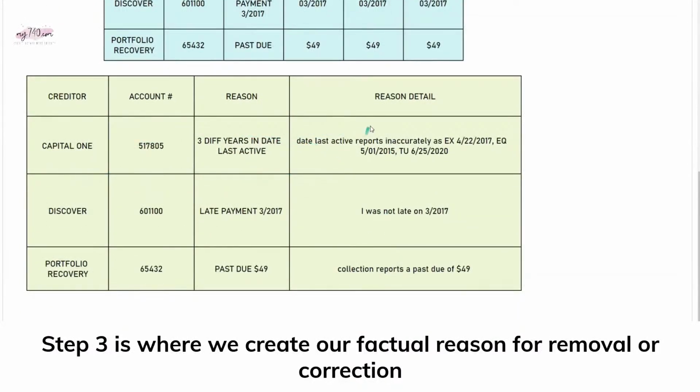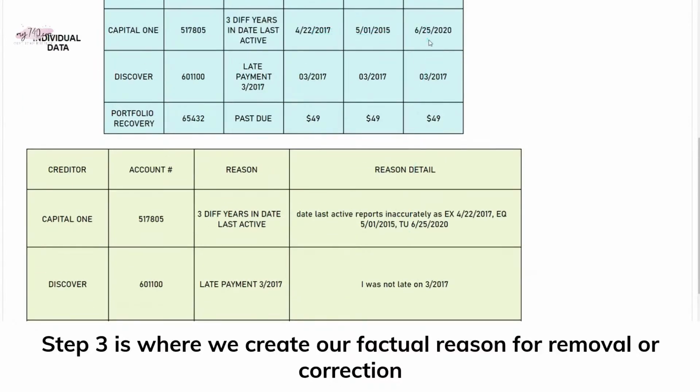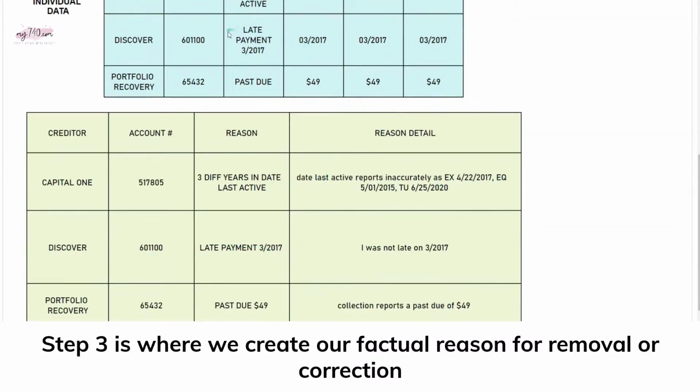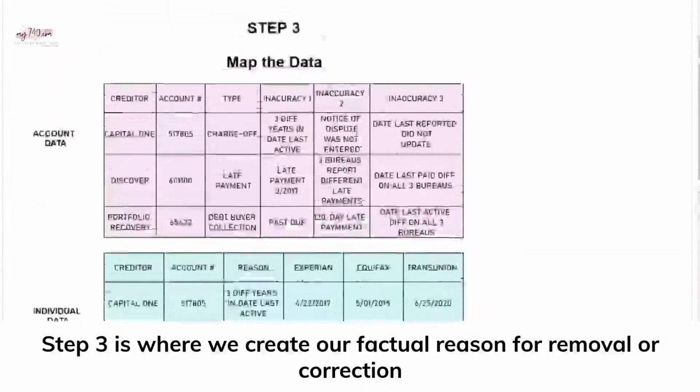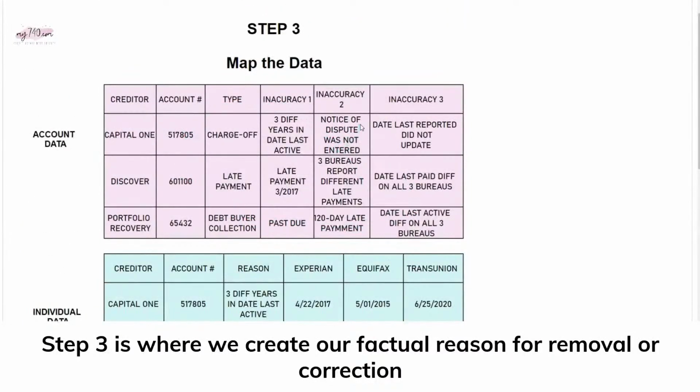So this is where we're going to fill out our reason detail. For Capital One, date last active reports inaccurately as, and then I'm going to plug those dates in there: Experian 4/17, Equifax 5/2015, and TransUnion 6/2020. For Discover, I'm just going to say I wasn't late on 3/2017. Really, really simple, right? And then Portfolio Recovery, collection reports a past due of $49. So as you can see, we're taking very general information and then we're expanding a little bit, and now we're going to get very, very specific.